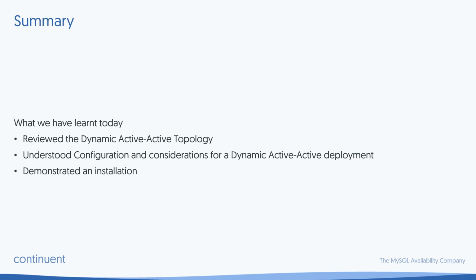So in summary, we reviewed the dynamic active-active topology. We looked at the configuration considerations for it and how to set it up. We looked at the connector affinity rules, and then I demonstrated how that works with an installation, and showed you how the affinity sticks to one cluster, fails over when it needs to, and fails back depending upon the value of that setting for the affinity.